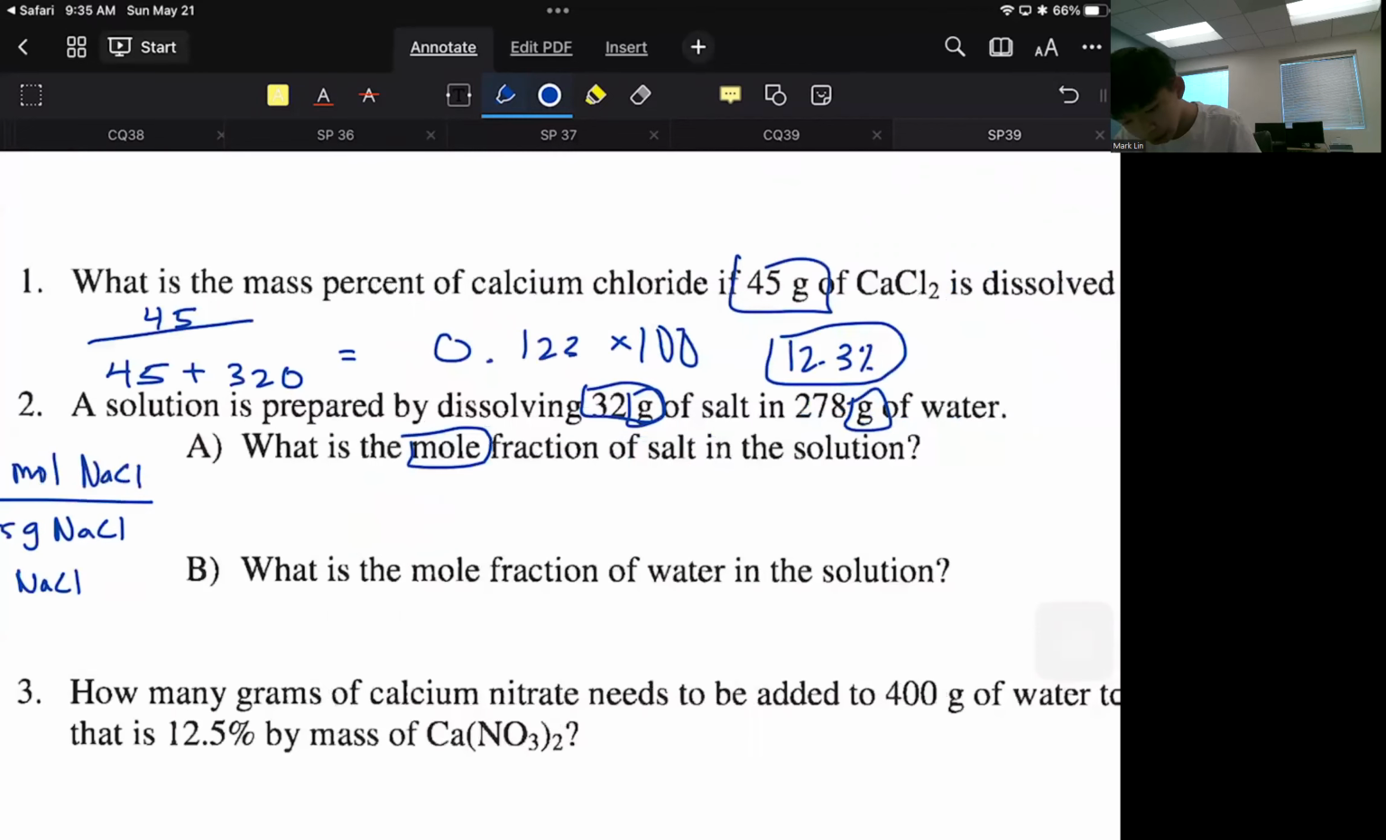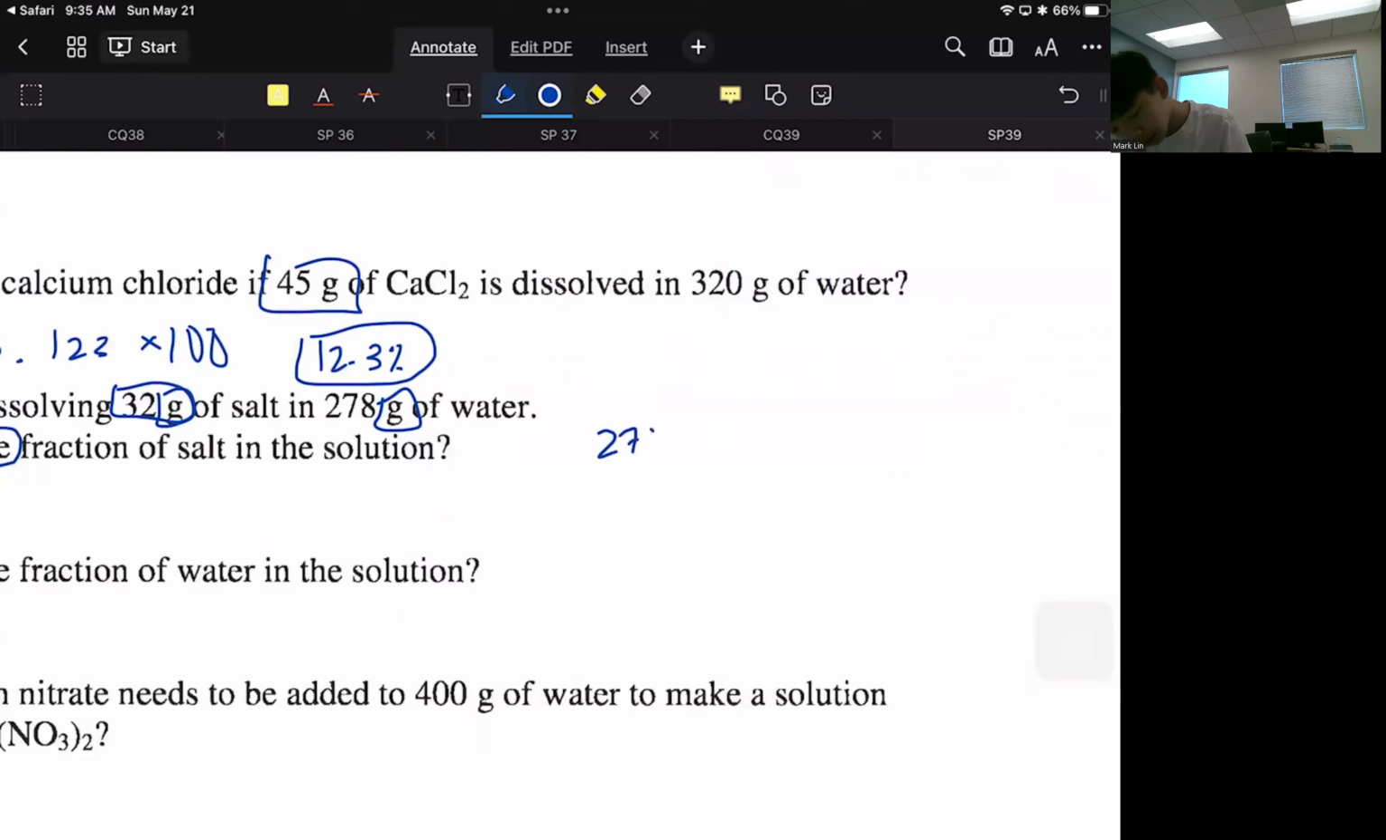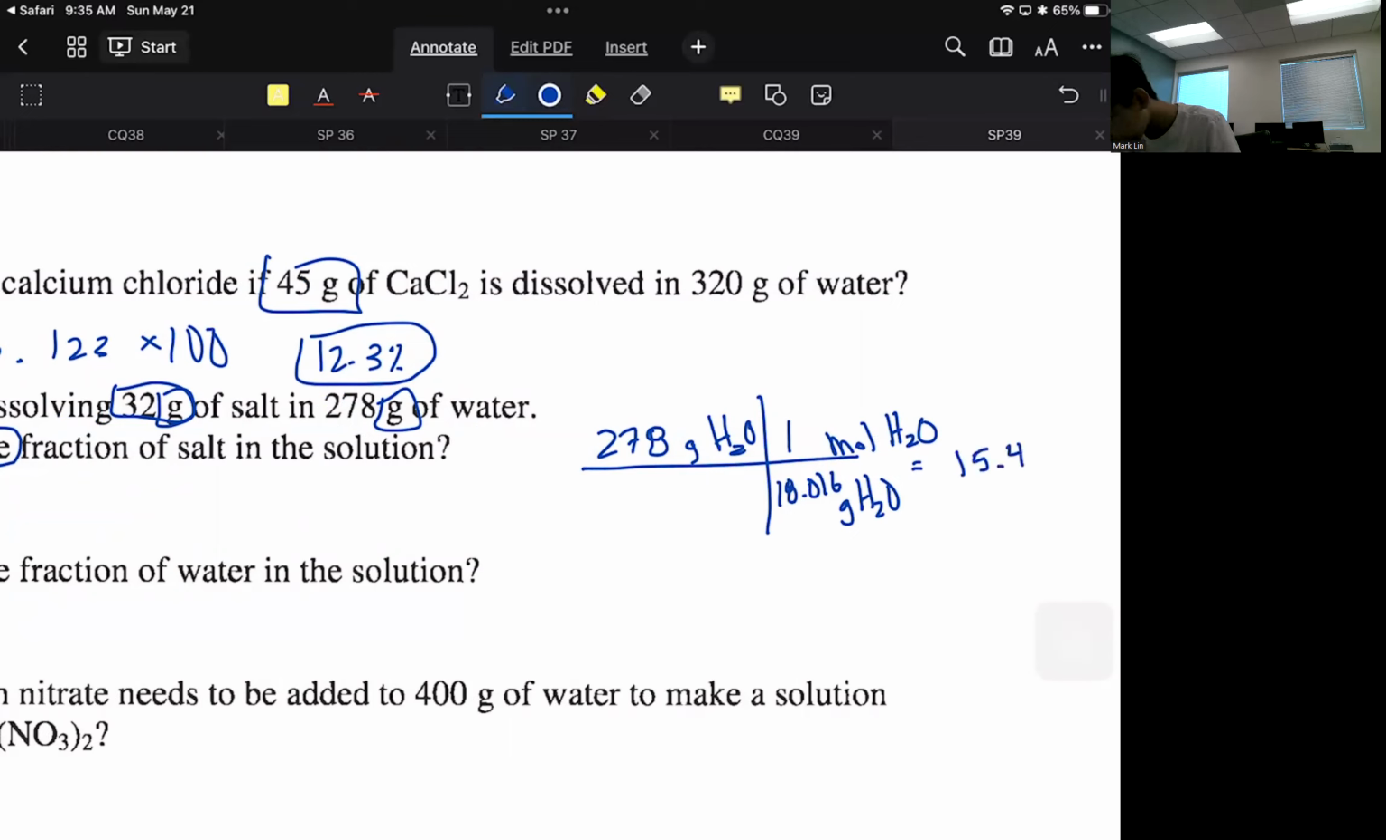And then for water, it's 278 grams, and water is known as H2O. So grams of H2O to moles of H2O. One mole of H2O has 18.016 grams. This will be 15.43 moles.